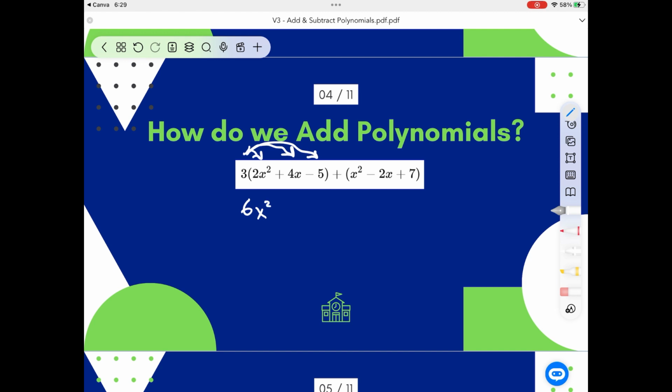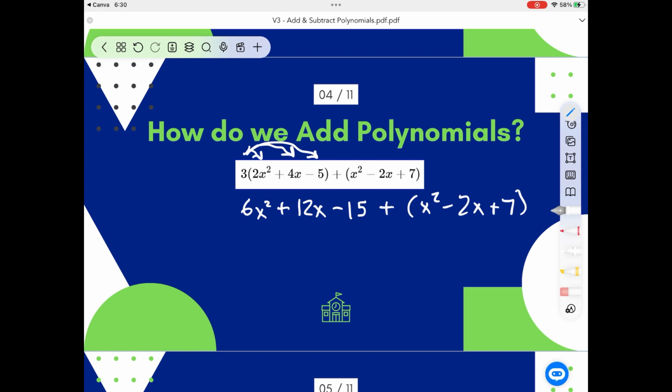Then I have to realize that I have 3 of the 4x's as well. 3 times 4x makes 12x. And I have 3 of the minus 5's. 3 times negative 5 is negative 15. So I can rewrite the original polynomial that has a coefficient of 3. I can just multiply that through and say that I want to have a total of 6x squared, then 12x, and then a negative 15. And then the second polynomial is exactly the same as it was: x squared, minus 2x plus 7.